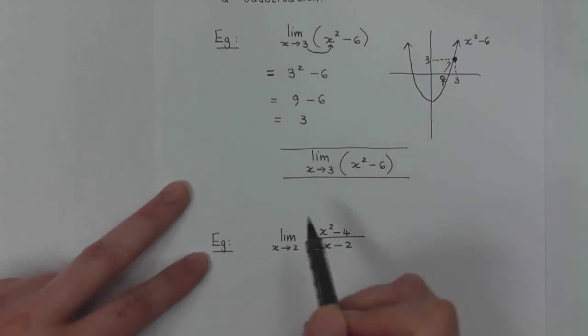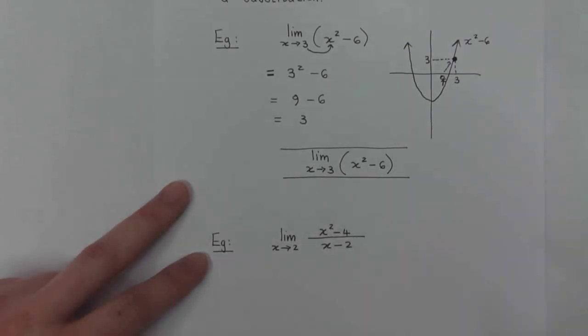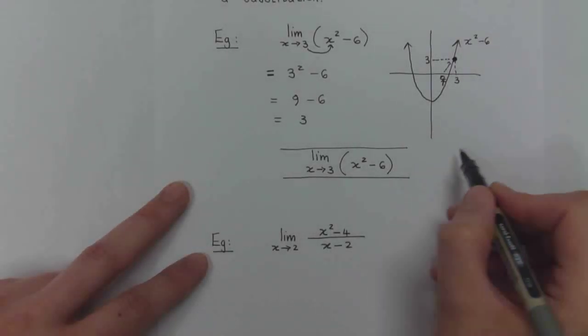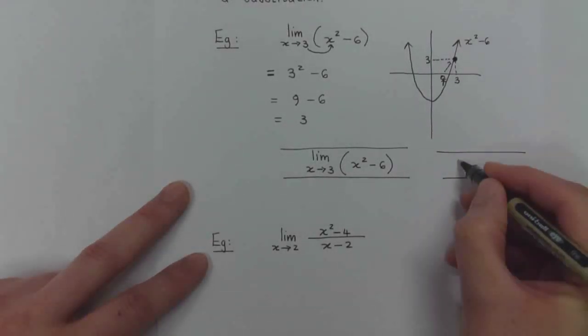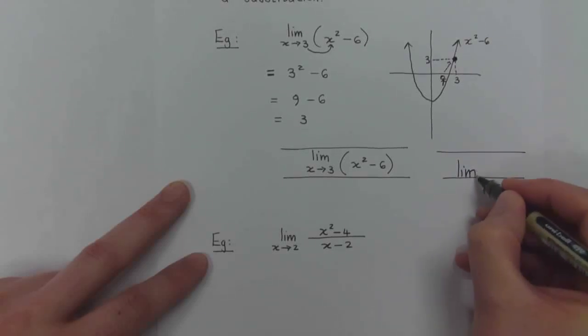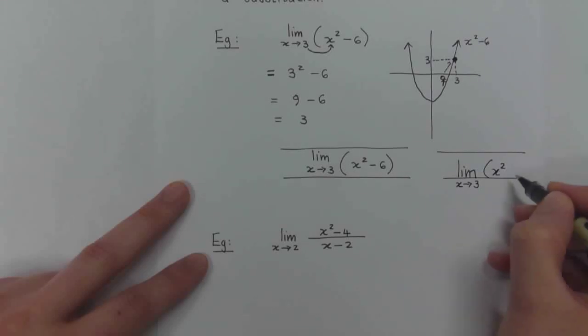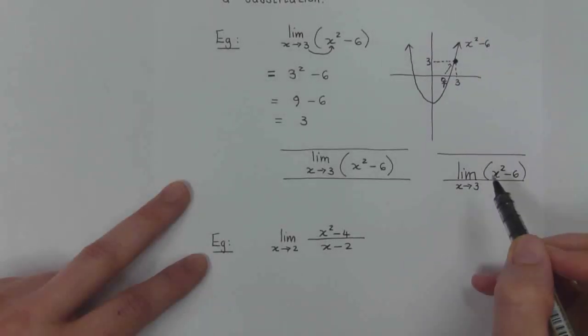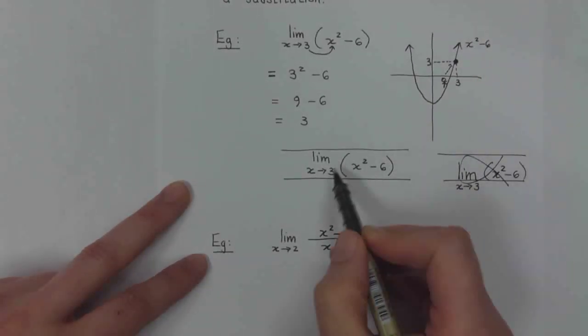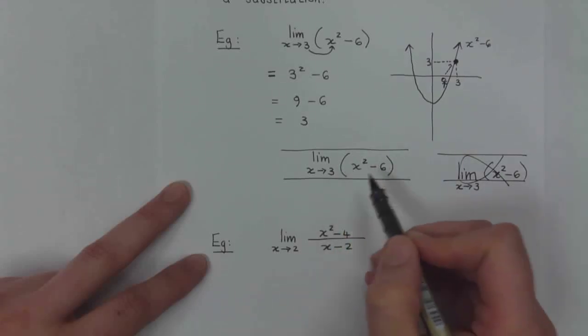They are very pedantic about this at university level. So if you were to write it like this, if I draw the lines over here, and you were to write the limit of x tending towards 3, x squared minus 6, that, people, is very, very wrong. You need to write it like this. So please watch the way you write it.